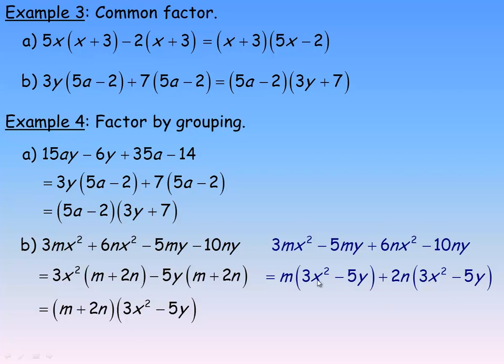Notice what's now the same is the 3x squared minus 5y in both brackets. So that can be factored out, and then what's left for the other factor is m plus 2n. And so we get the same two factors just written in the opposite order, but that's still exactly the same thing. m plus 2n, 3x squared minus 5y. So same thing. So there's often more than one way to do this factoring by grouping. And that's the end of the lesson.